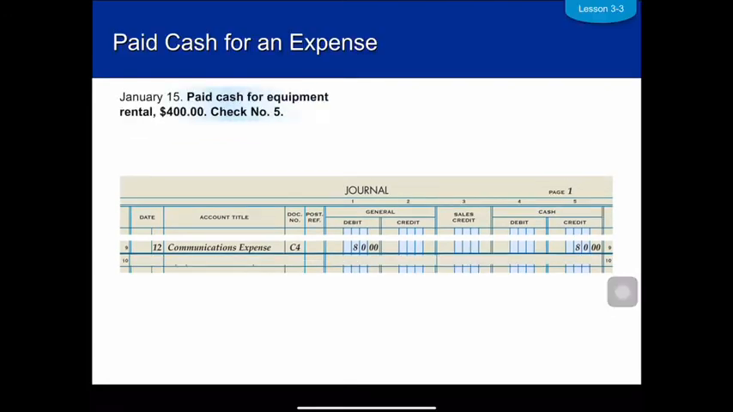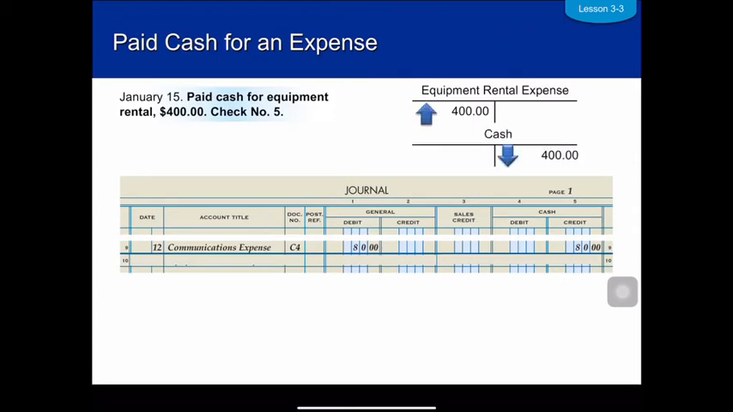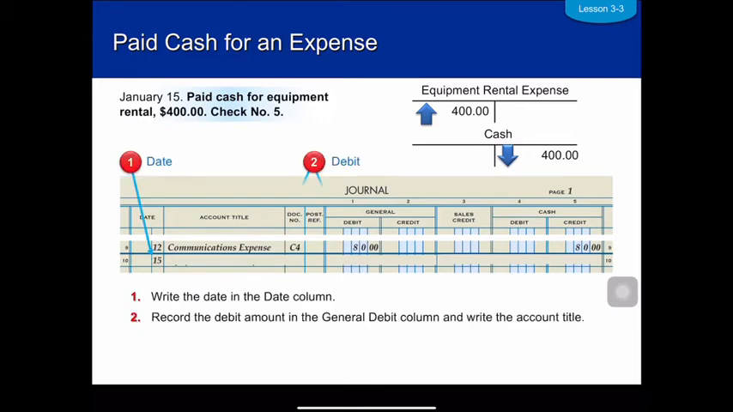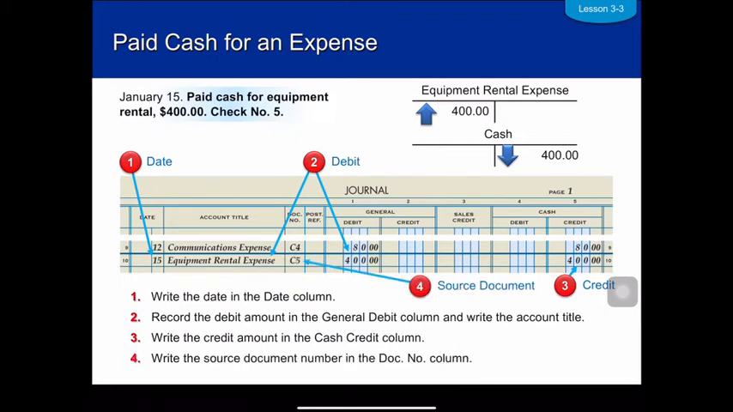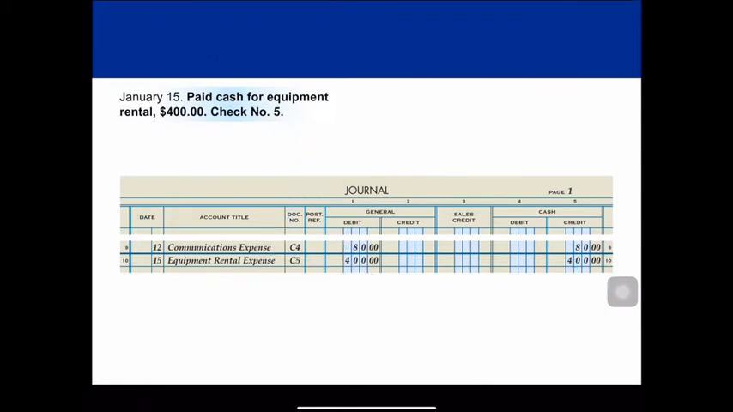Writing it out for a second expense, paid cash for equipment rental. Again, the expense, equipment rental, will be increased, therefore debited. Cash will be decreased. And again, writing the date, which is the 15th, we will debit our equipment rental expense for $400 and identify that in your account title. We will be crediting cash for $400 and the check number 4. So again, both expenses are treated the same way. You will debit the expense, credit the cash.